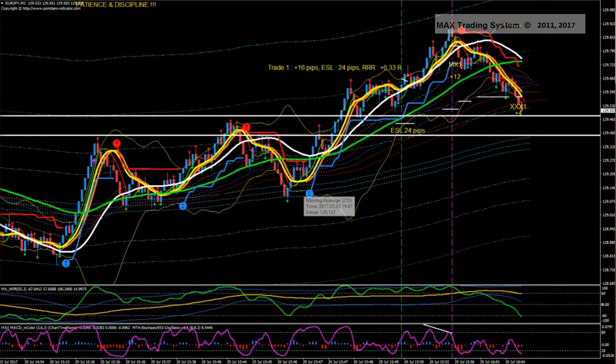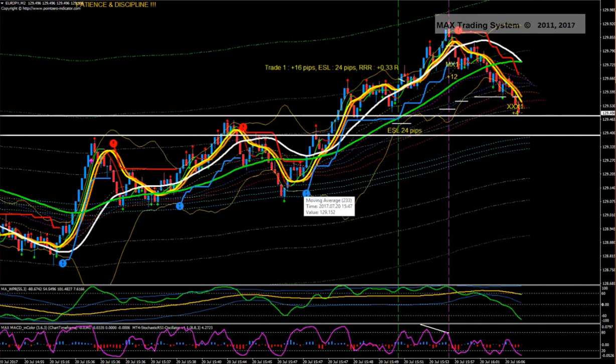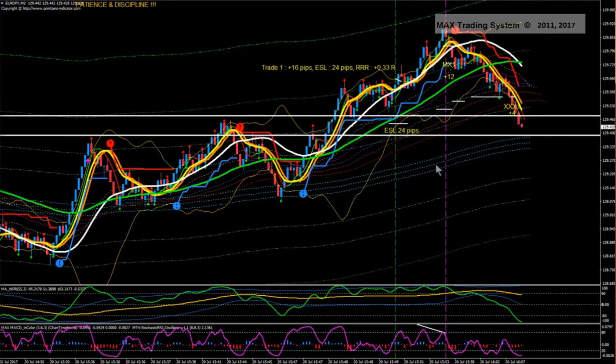Let me check carefully. Where is my desktop calculator? It's here. So we have 16 divided by 24, 0.33, indeed. And because the news has been not negative for the euro, somewhat positive, I will not take the risk to go short in this movement. So I will not take the risk to take a short setup, because I consider that the movement will be very limited. We may have some attempt to resume the up movement.